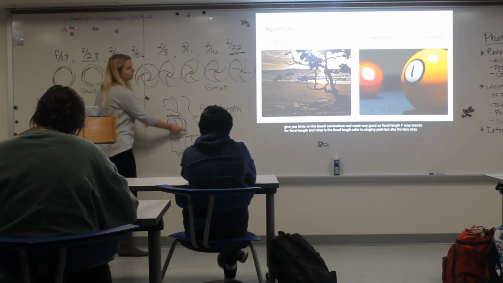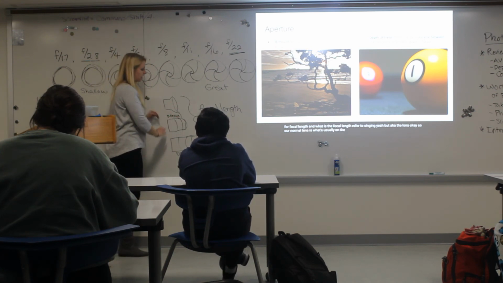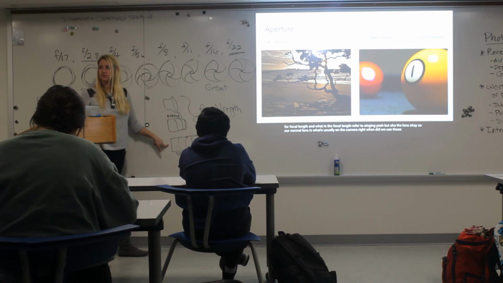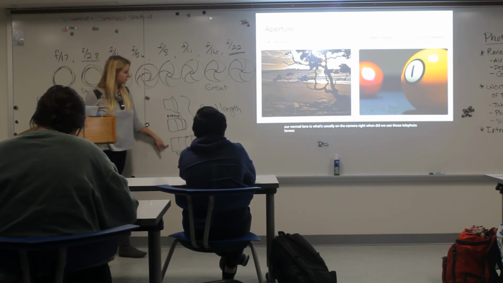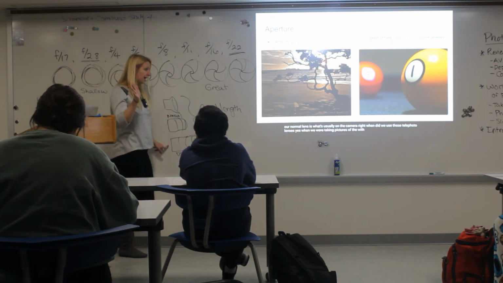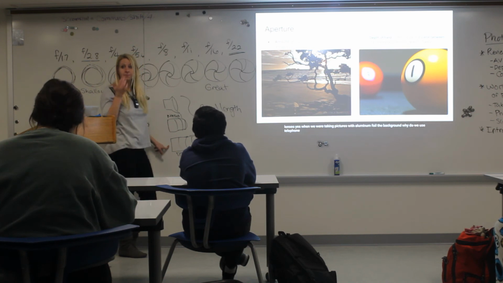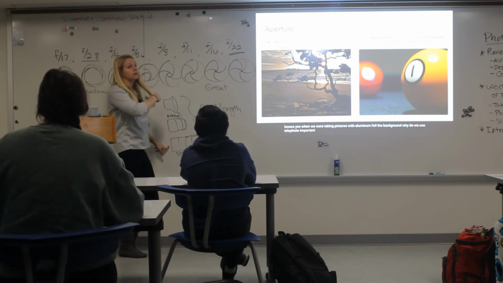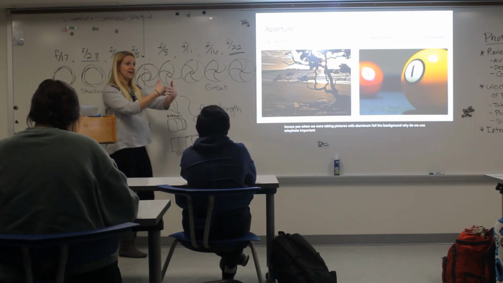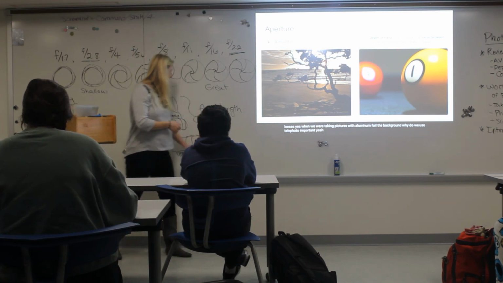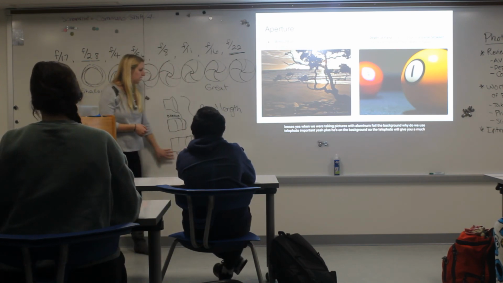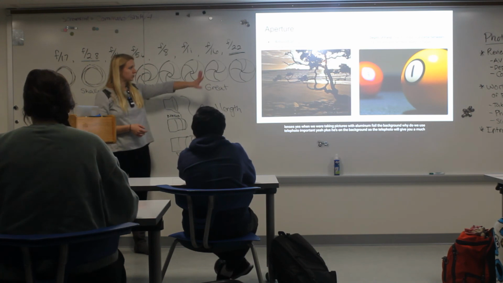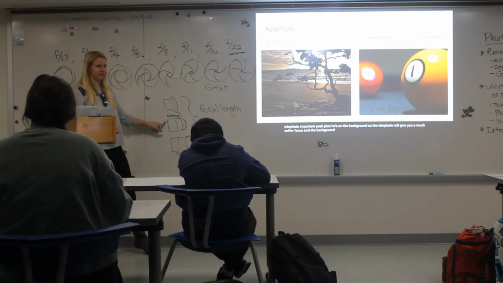Okay, so our normal lens is what's usually on the camera, right? When did we use those telephoto lenses? When we're doing depth. Yes, when we were taking pictures with the aluminum foil in the background. Why do we use telephoto? Less detail in the background. Yes, so the telephoto will give you a much softer focus in the background than a normal lens. It'll be more of a gradient.